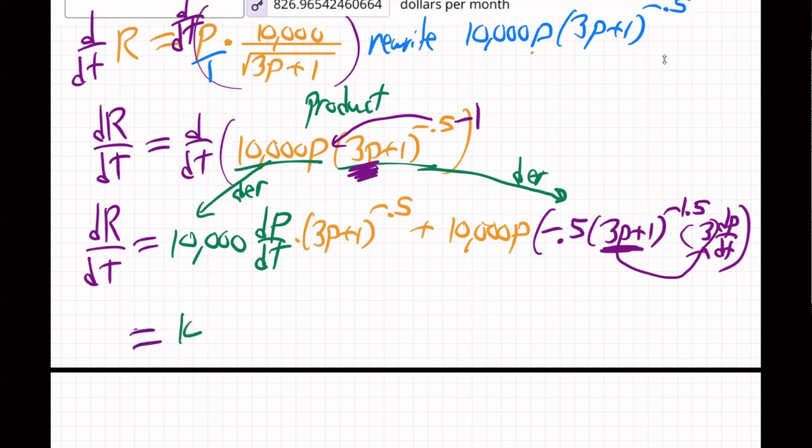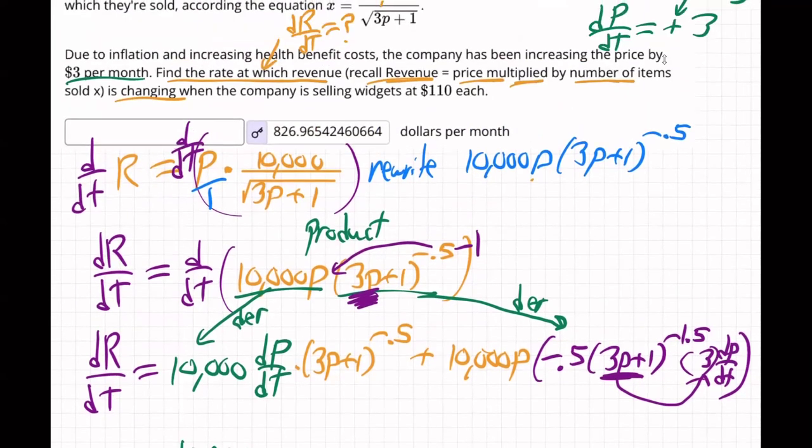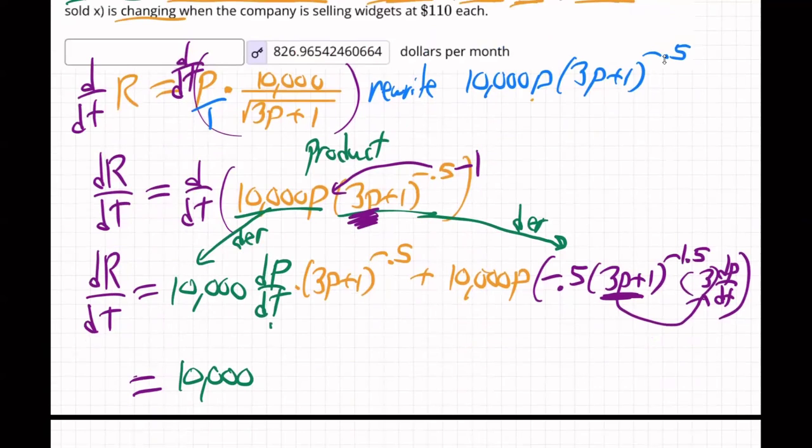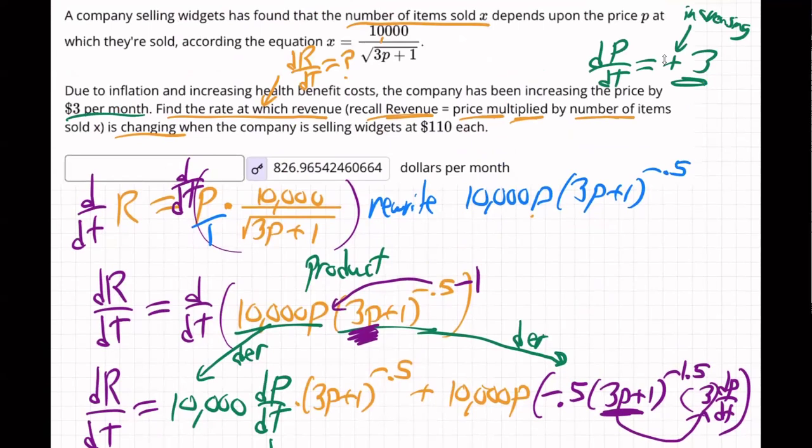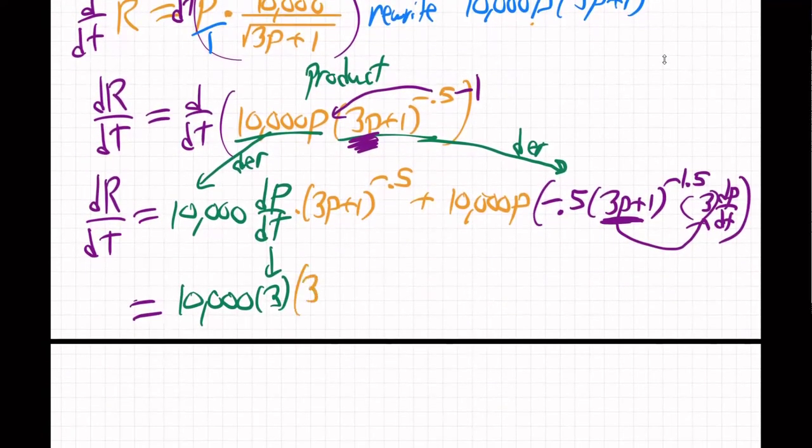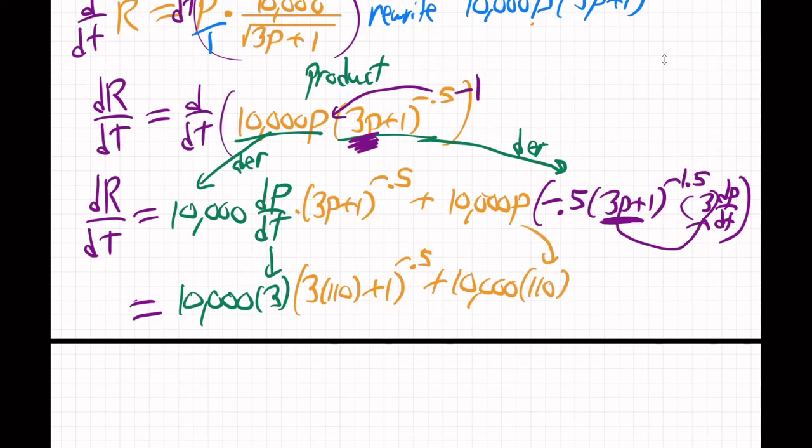So this is going to equal 10,000. Now what's dp/dt? Right here, 3. So dp/dt is 3. And what's P? Right here. $110 each, that's P. P is 110. So that's 3 times 110 plus 1 to the minus 0.5, plus 10,000 times 110, again, there's the P. And this is minus 0.5, 3 times 110, again, there's the price, 110 plus 1 to the minus 1.